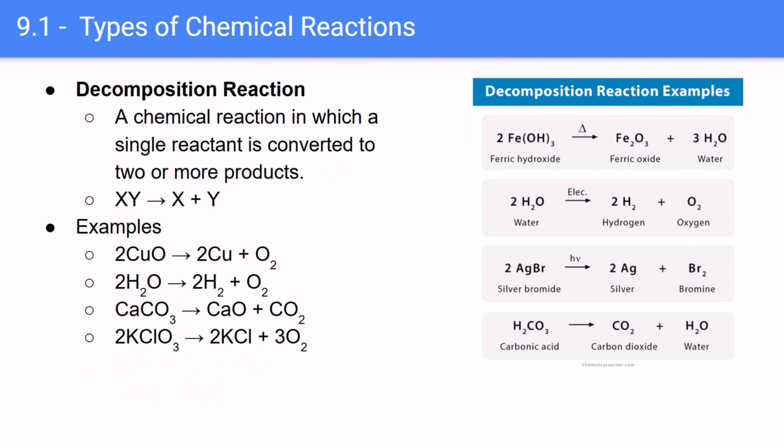The opposite of that is what is known as a decomposition reaction. This is a chemical reaction in which a single reactant is converted to 2 or more products. So essentially it's the reverse of a combination. We start with 1 reactant and we end up with 2 products as a result of that chemical reaction. So they can be elements or compounds. Looking at the first example there, we have iron hydroxide, and that decomposes into iron oxide and water. Water itself decomposes into hydrogen and oxygen. Silver bromide can decompose into silver and bromine, carbonic acid into carbon dioxide and water. Again, the nature of this is that 1 reactant ends up becoming 2 products on the product side of your equation.